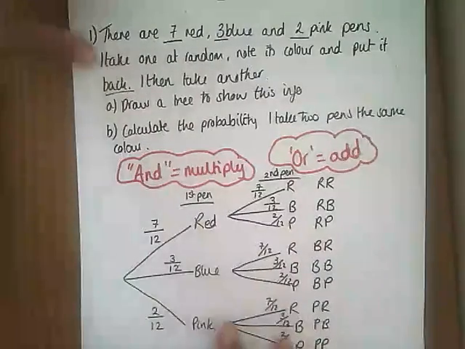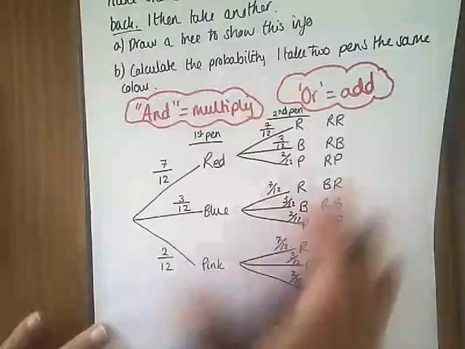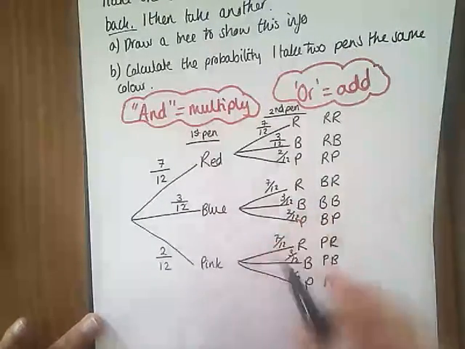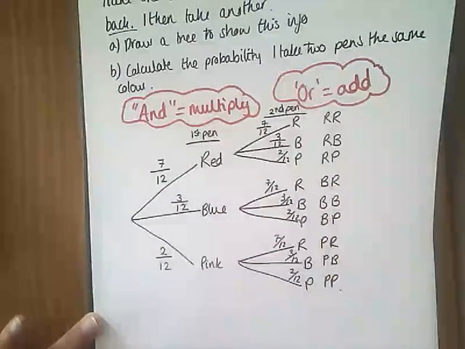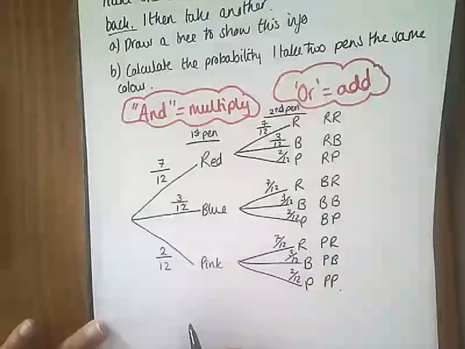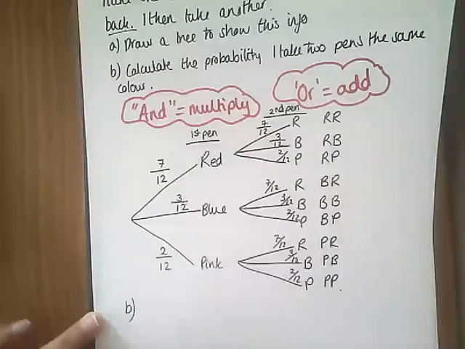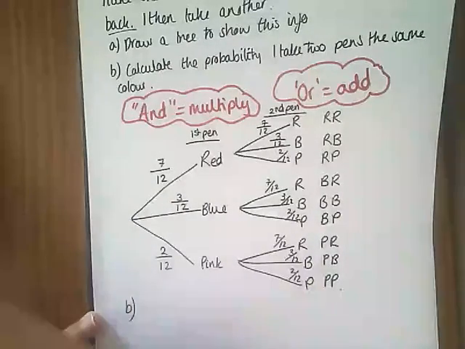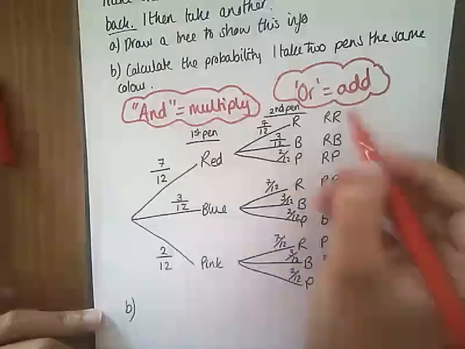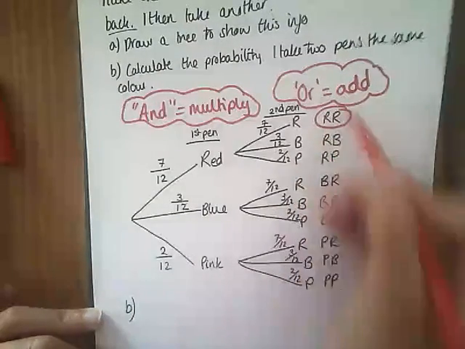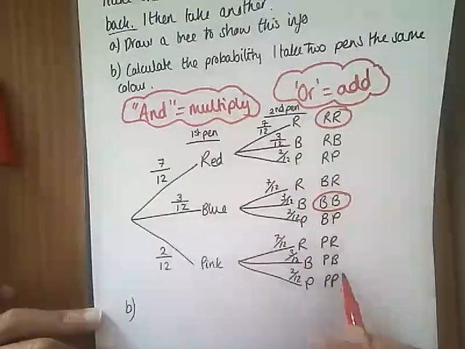Then question B. So that is your probability tree completed. It has to have all these probabilities on in order to be a full probability tree. It then says, calculate the probability I take 2 pens the same colour. So if I want to take 2 pens the same colour, I either have to take a red and a red, a blue and a blue, or a pink and a pink.